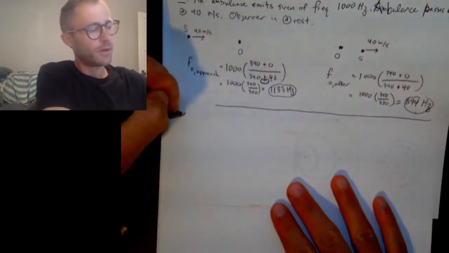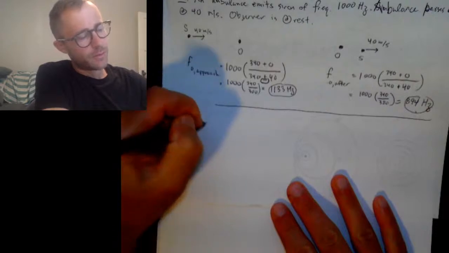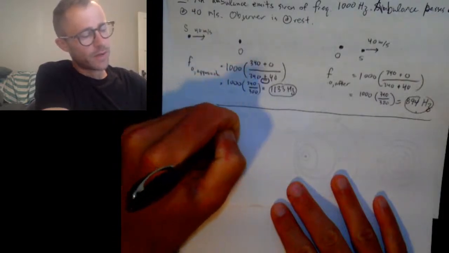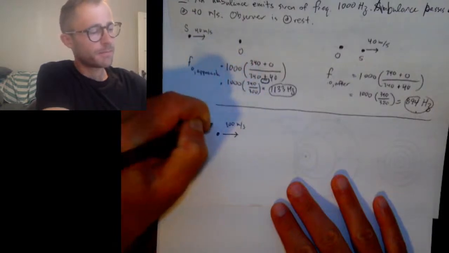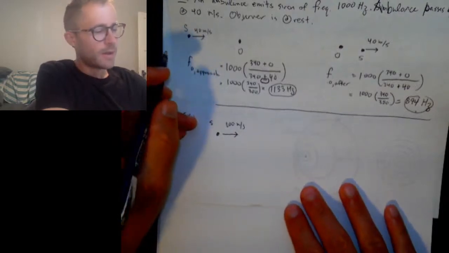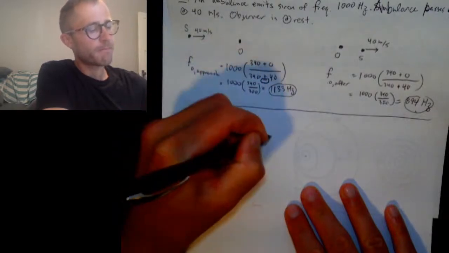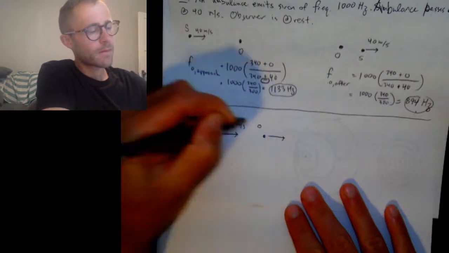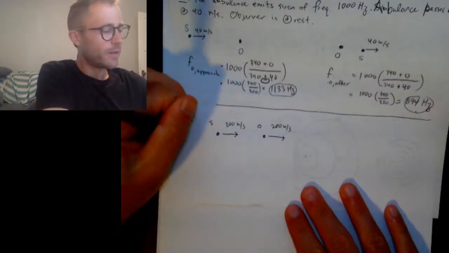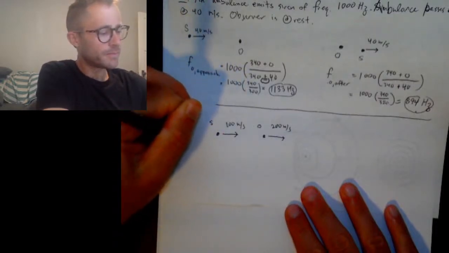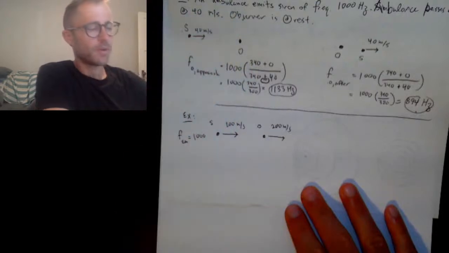All right, so again, I'm just going to do that we have a source that is traveling this way at 100 meters per second, all right? And the observer is traveling this way at 200 meters per second. All right. And the emitted frequency is, again, let's say 1,000 hertz. Okay.